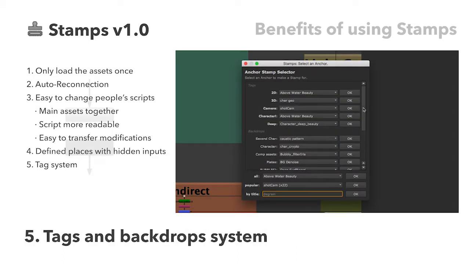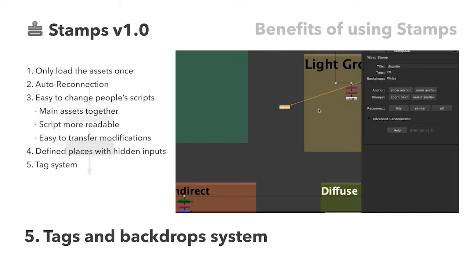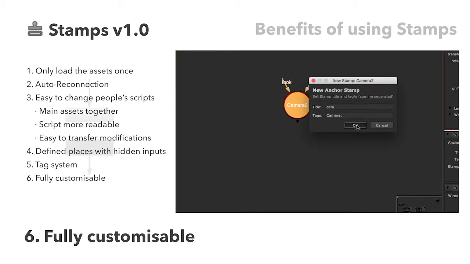The tag system allows for organizing the stamps into categories, so you will have super quick access to every stamp from any part of the node graph. Stamps is fully customizable to each specific pipeline's requirements and naming conventions.